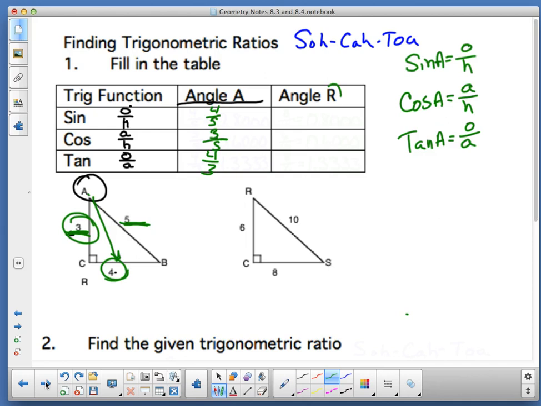Okay, I'm thinking that the sine, cosine, tangent for angle R, and that's in this other triangle, will go faster that way. Go ahead, give it a try. Sine, cosine, and tangent for angle R. Go ahead, give it a try.